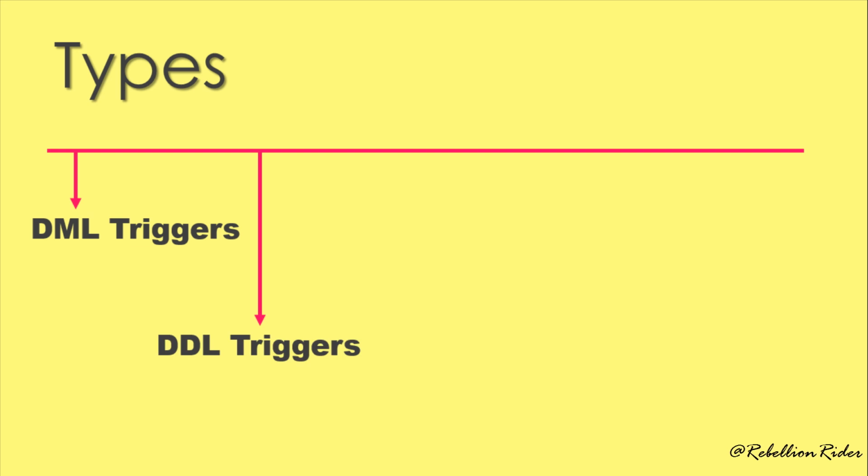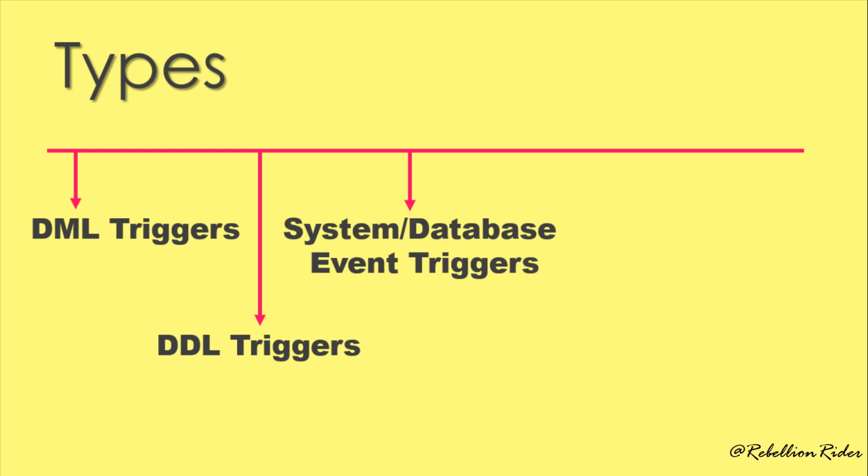Data definition language triggers or DDL triggers. These are the triggers which are created over DDL statements such as create or alter. Using this type of trigger, you can monitor the behavior and enforce rules on your DDL statements, that we will see in upcoming tutorials. System or database event triggers. Third type of triggers is system or database triggers. You must have guessed till now that these are the type of triggers which come into action when some system event occurs, such as database logon or log off.